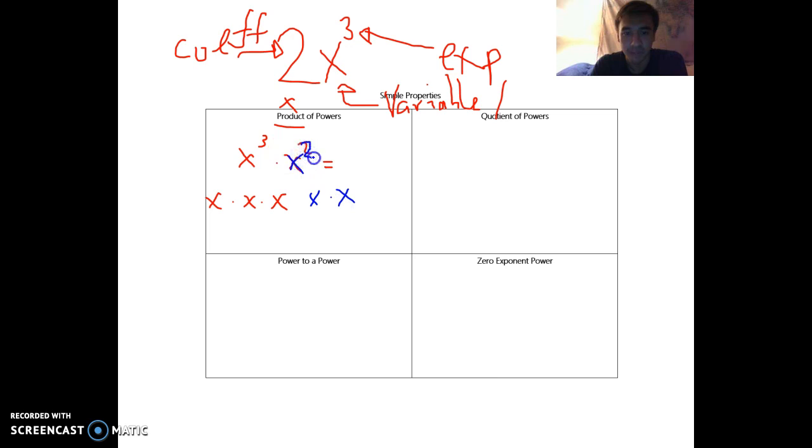Now you can hopefully see that when we expand x squared and x cubed, we now have x times x times x times x times x, which is going to give us a total of 5 x's. Since these are all multiplied and we know exponents are how many times the base is multiplied by itself, this equals x to the fifth. The rule here is that when we have exponents that are multiplied, we add. 3 plus 2 equals 5.